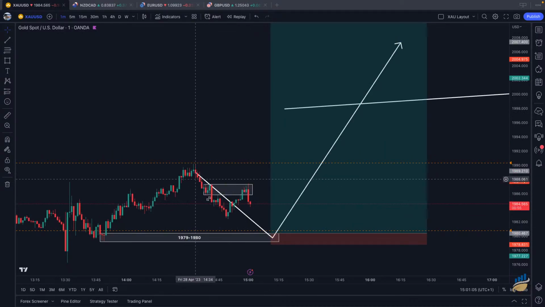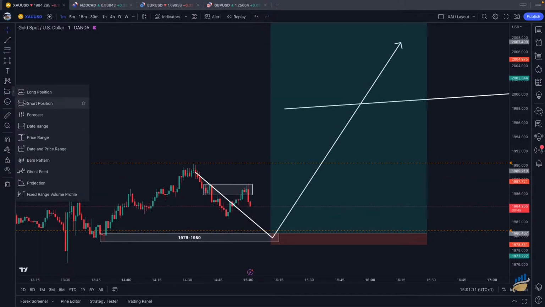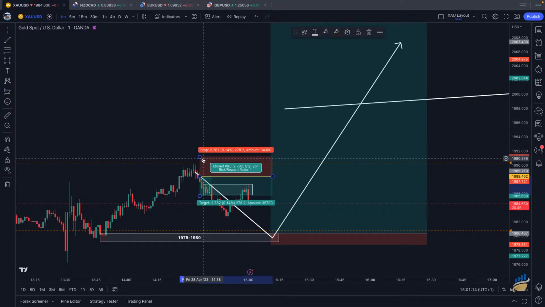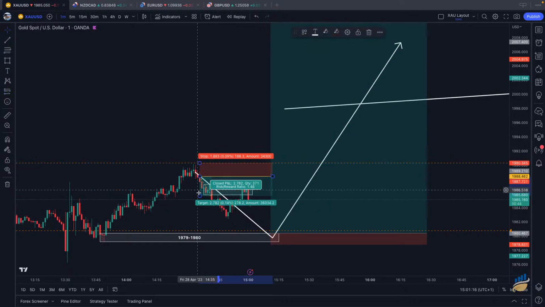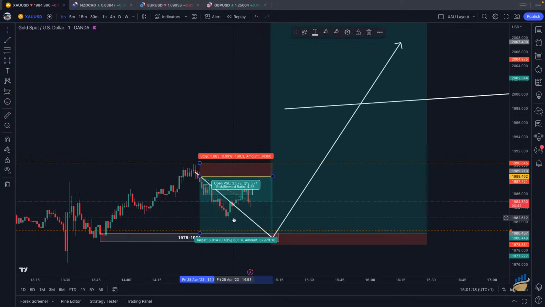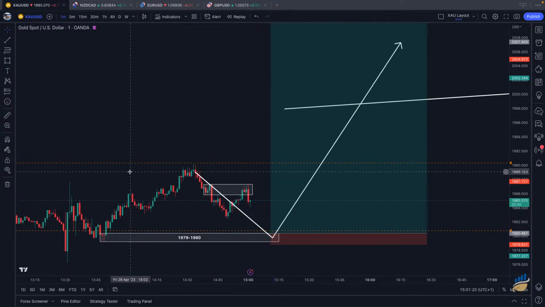But anyone who got involved in those shorts, well done. You'll have profited nicely there. It would have been a really refined stop loss. Short position there to there, like that. Yeah, we're walking away with the 1 to 4 there, so anyone who got involved, well done.